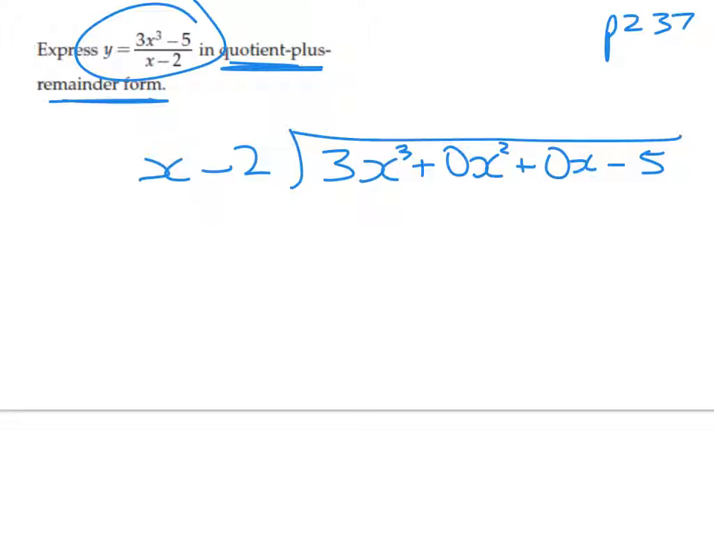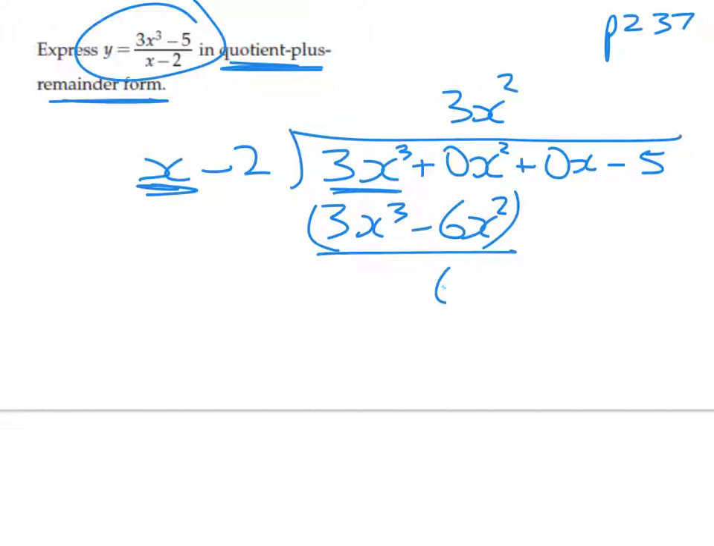And we're doing that because what we're doing here is a lot like dealing with place value when we do long division with numbers and decimals. So off we go again. We're going to say x times what will give me this? 3x squared. So we get 3x cubed minus 6x squared. Here we're going to get 6x squared. Bring that down. Write down the plus 0x.